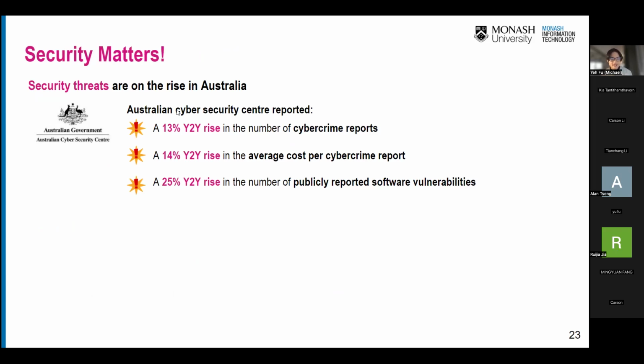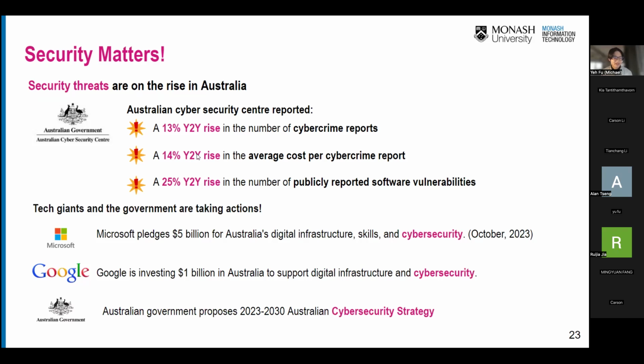In Australia, there is a 13% to 25% increase in the number of cybercrime reports and the number of publicly reported software vulnerabilities each year. So it's really a serious problem for software engineering. And we can see that technology companies are spending a lot of money, in Australia as well as in different countries, to enhance their defense for cybersecurity.